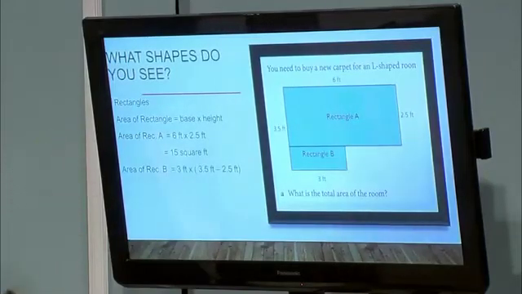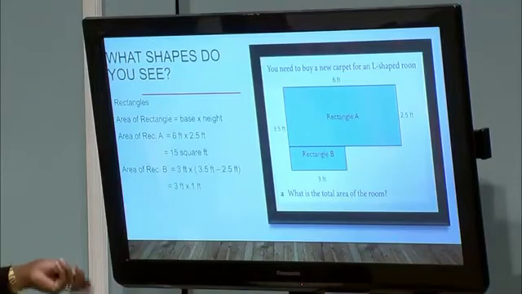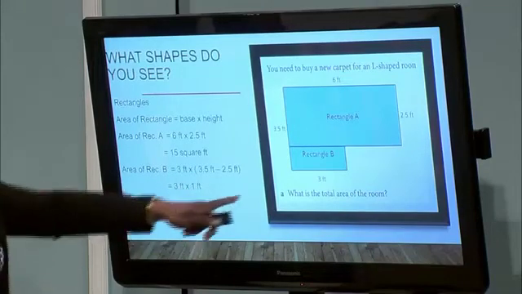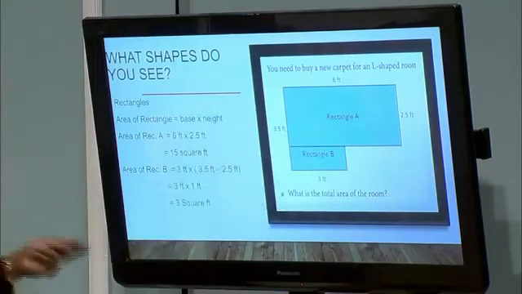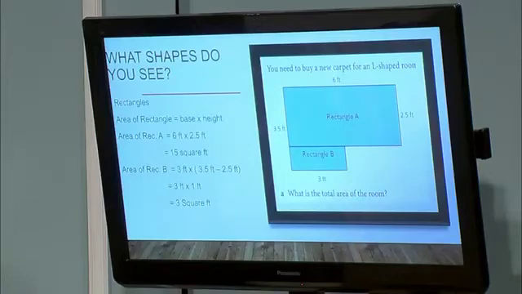3.5 feet subtract 2.5 feet gives me 1 foot. So now I have the dimension base times height. 3 times 1 gives me 3 square feet. So now that I have the area for both rectangle A and rectangle B, I can add them to give me the total area of the room, which is 15 square feet plus 3 square feet, which is 18 square feet.